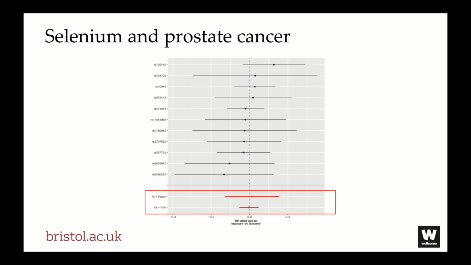And then this is what I was talking about with the meta-analysis. Each of these points represents the Wald ratio of each of those SNPs individually, which is essentially meta-analyzed at the bottom to give you an IVW and the MR-Egger estimate. And again, there is very, very little evidence to suggest a causal effect. It's riding on the null.